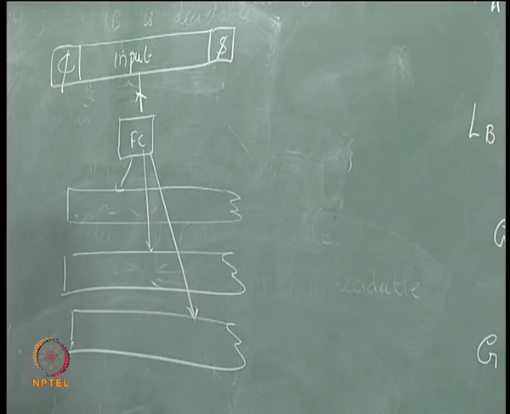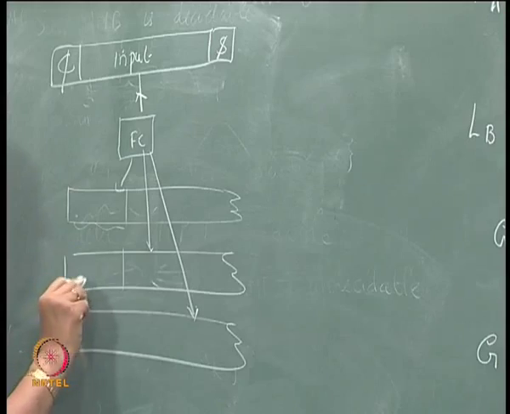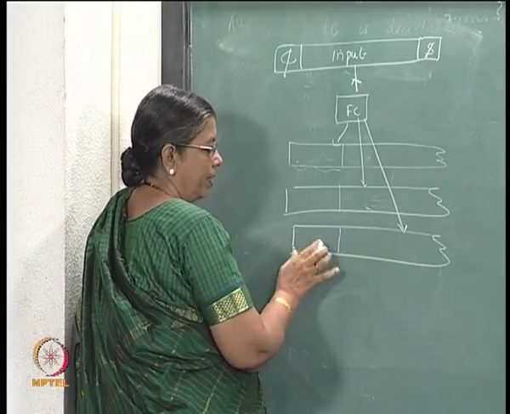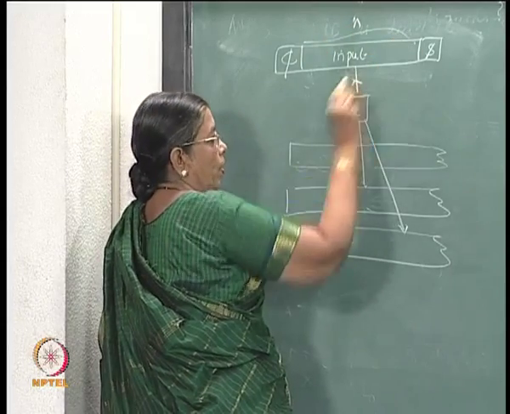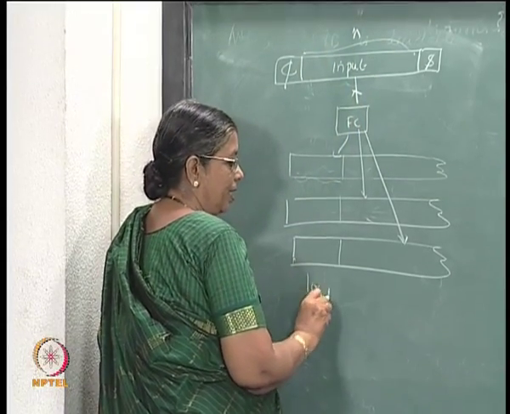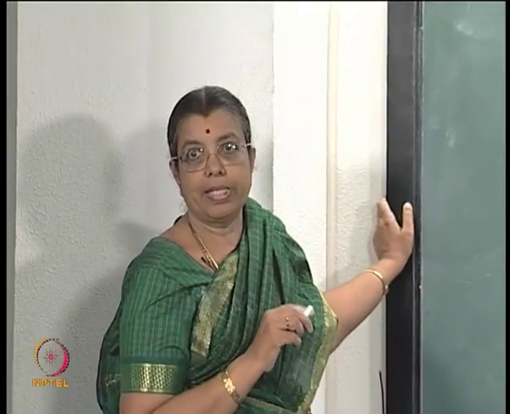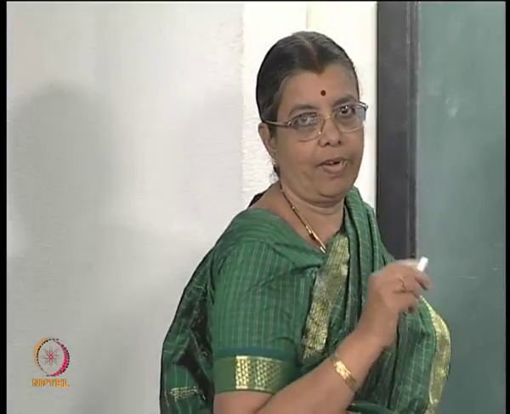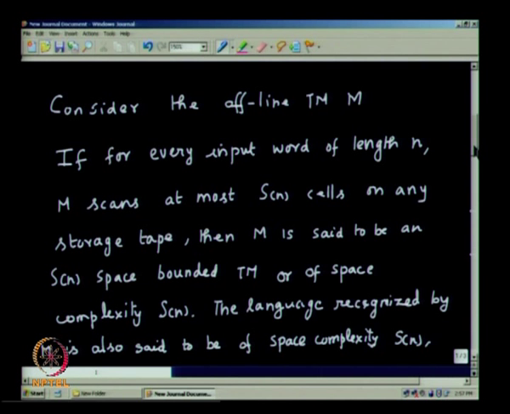Whereas here, for accepting this you may use a smaller number of cells, for example log n. If this is of length n, you may use just log n cells in any one of the tapes and then accept it. It is possible to have space complexity less than n. That is why this definition, offline Turing machine, is given. Consider the offline Turing machine M.